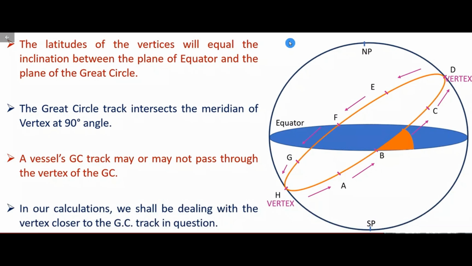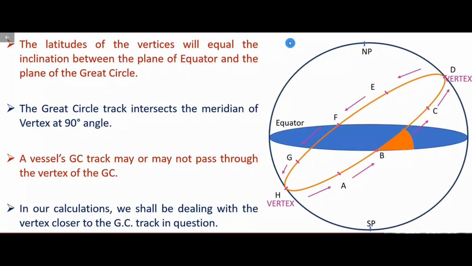So this next point, it says because there are two vertices of every great circle track, which vertex should we find out? Let us say the question says find the position of the vertex for this particular great circle track. This is the initial position, this is the final position. So we know for every great circle there are two vertices. Which one should we find out? In that case, we always find out or consider the vertex which is closer to our track.